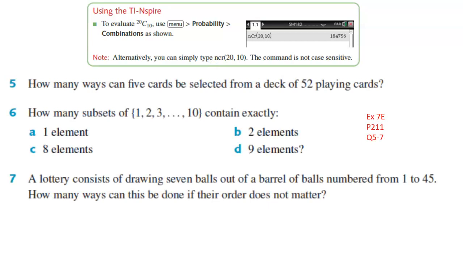Okay then, have a go at these 3 questions now. Pause the video while you do that.